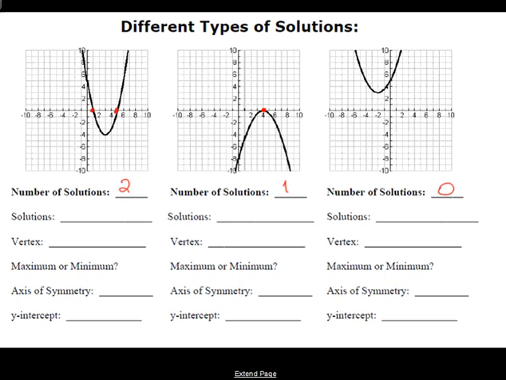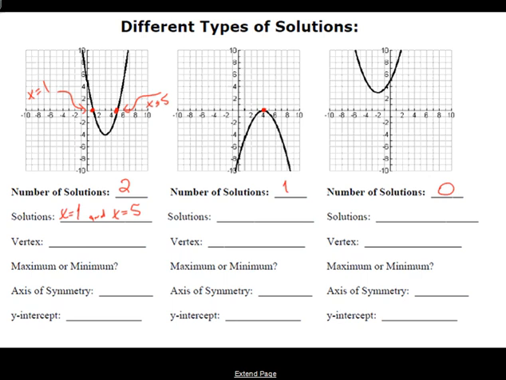And our first one right here, what are the solutions? Well, this first one here is x equals 1. And our second one would be x equals 5. That's the 2 points where our parabola crosses the x-axis.